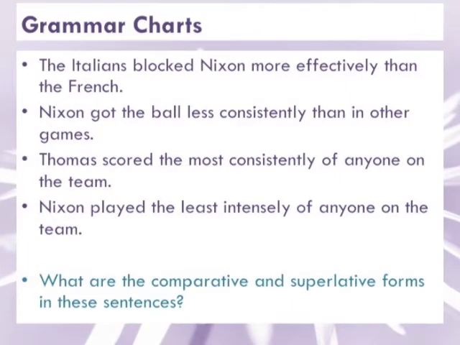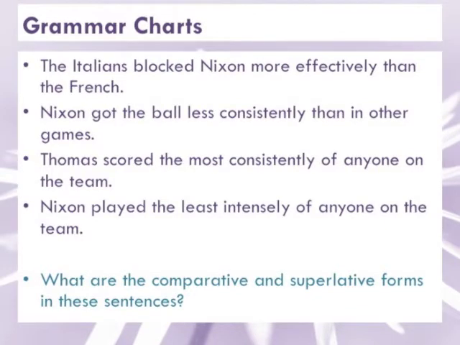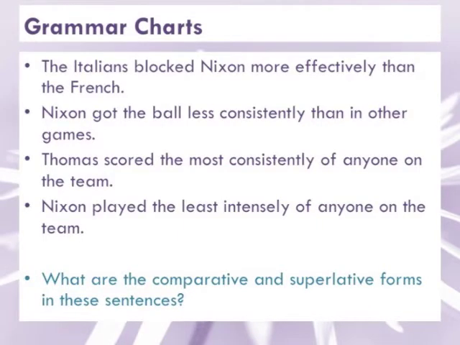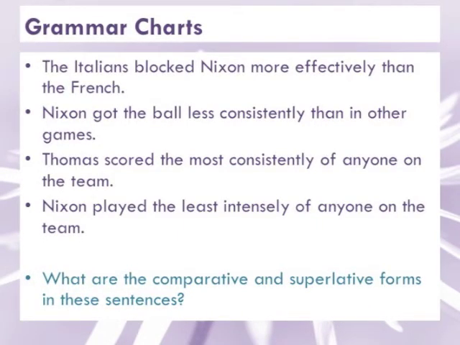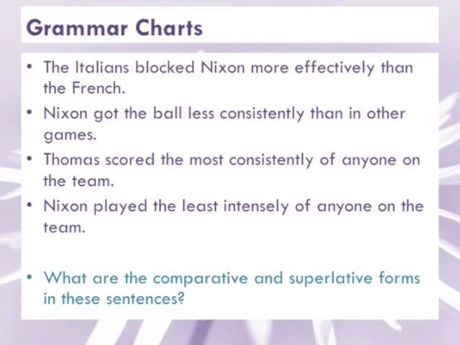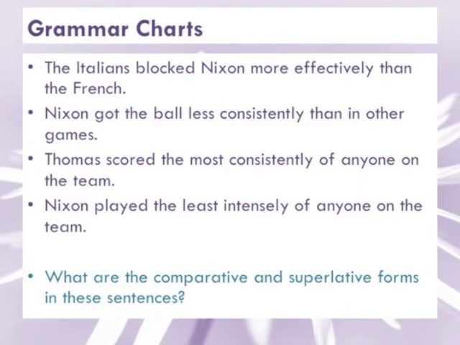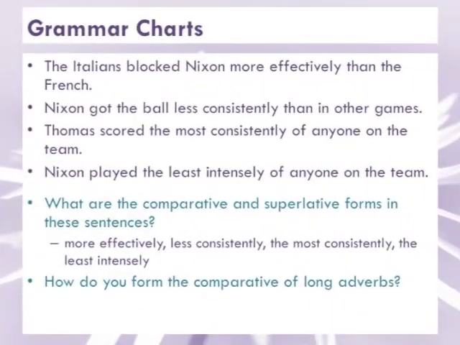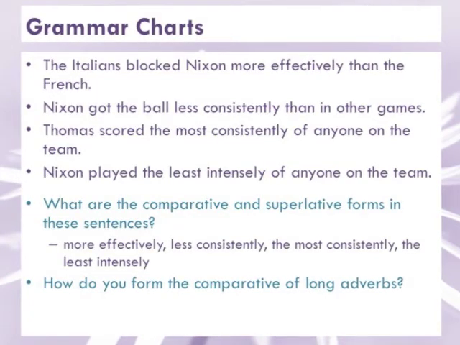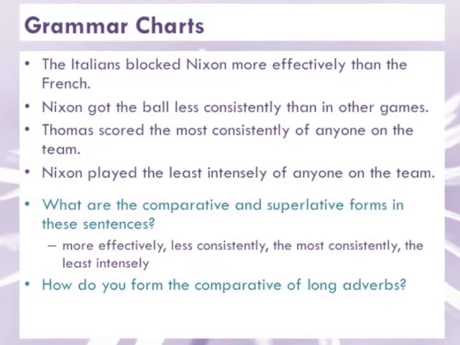Let's see if you can find the comparative and superlative forms in these sentences. The Italians blocked Nixon more effectively than the French. Nixon got the ball less consistently than in other games. Thomas scored the most consistently of anyone on the team. And finally, Nixon played the least intensely of anyone on the team. Here, the comparative forms are more effectively and less consistently. The superlative forms are the most consistently and the least intensely.